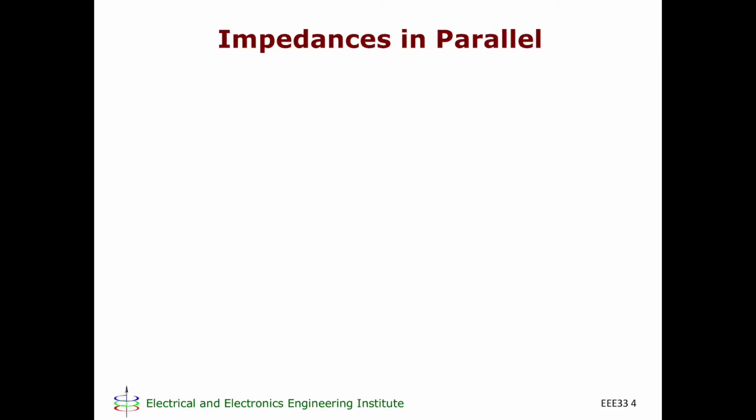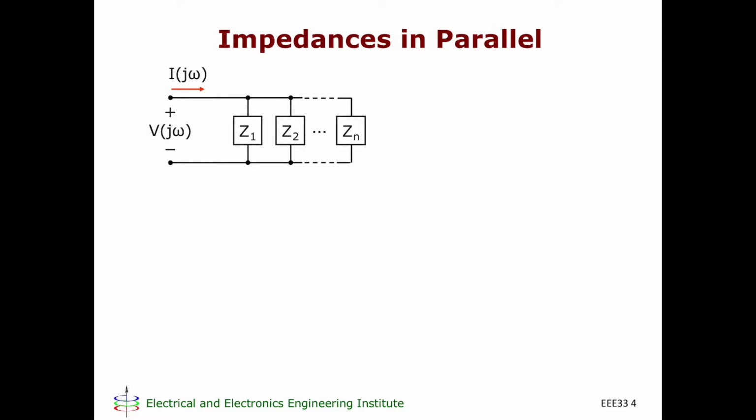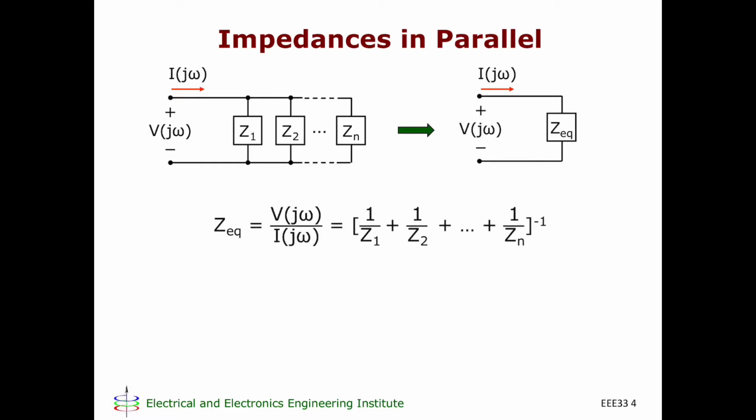What about impedances in parallel? If I have n impedances in parallel, that can be replaced by a single impedance Z equivalent, where Z equivalent is equal to the reciprocal of the sum of the reciprocals of the individual impedances. Actually, the reciprocal of impedance is admittance. So this is actually Y1, Y2, all the way to Yn, and the Z equivalent is the reciprocal of the sum of the admittances.